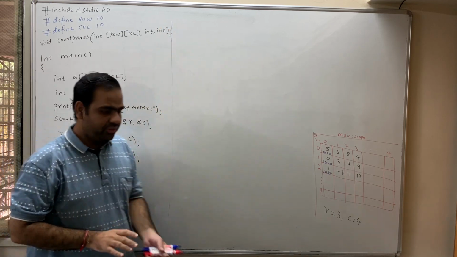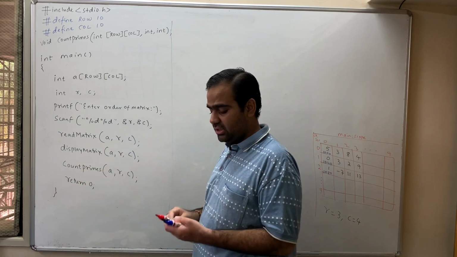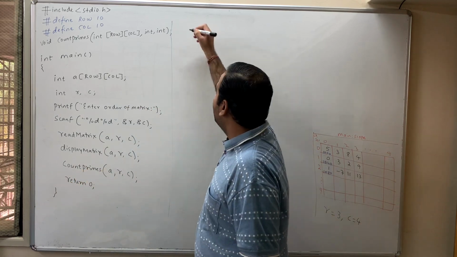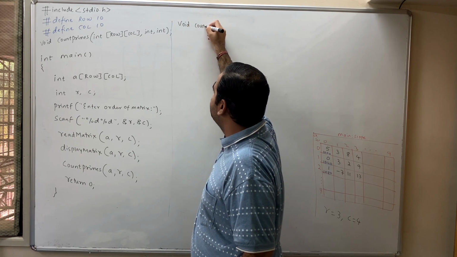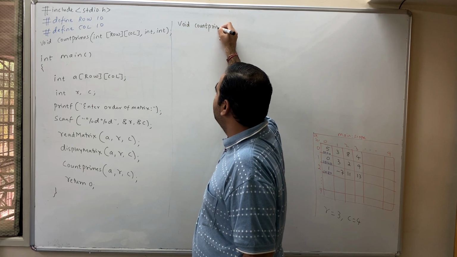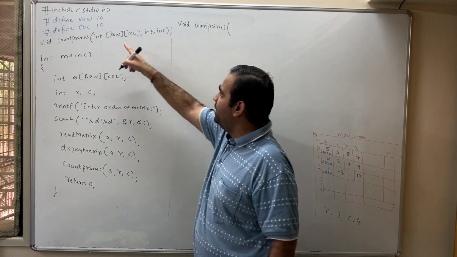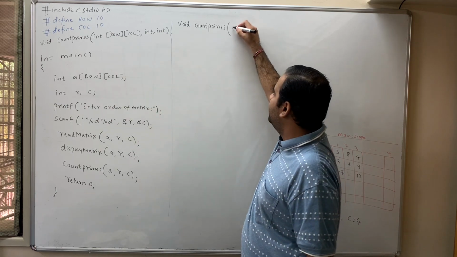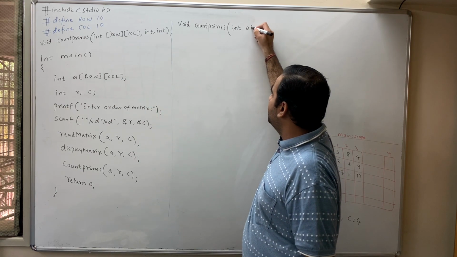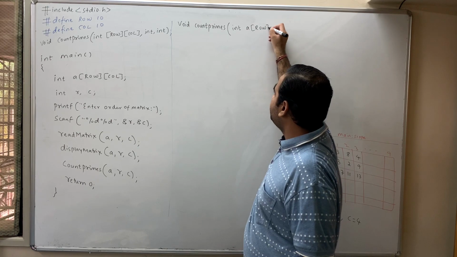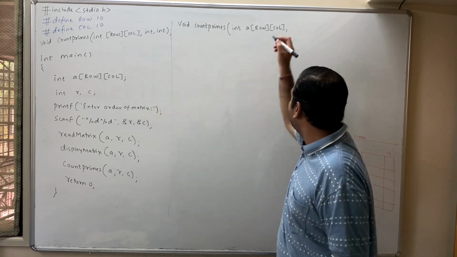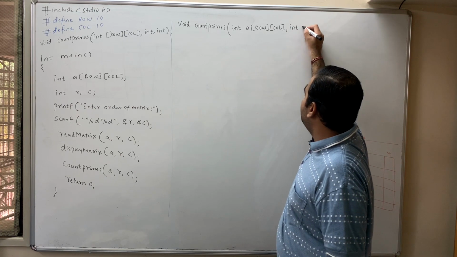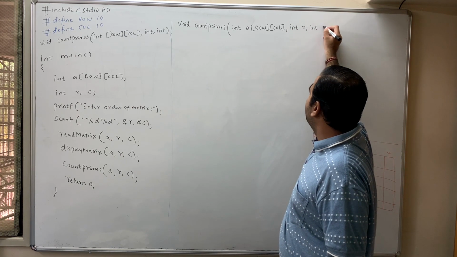Now next, let us see how we implement this function countPrimes. What is the prototype? We say void. The function name is countPrimes. What is the first parameter? Integer two-dimensional array. The second parameter is the number of rows, that is R, and the third parameter is the number of columns, C.